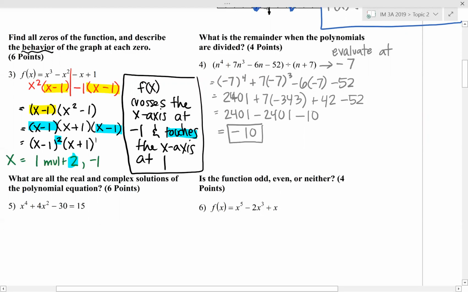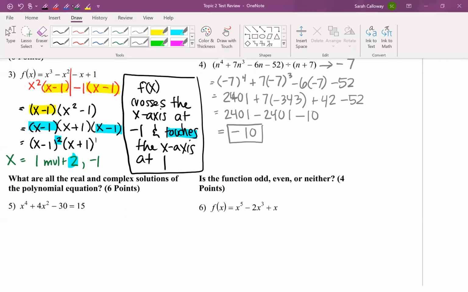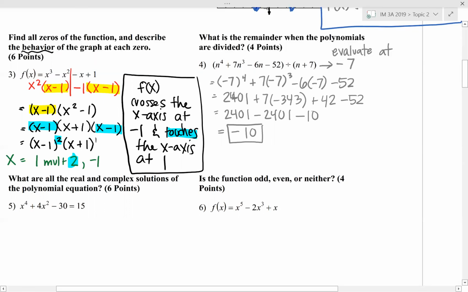The reason that it's better to use the evaluation method in this case is because, and on the quiz a lot of people miss this, it's missing the n squared term. And so if you do synthetic division, your coefficients are 1, 7, 0, -6, -52.